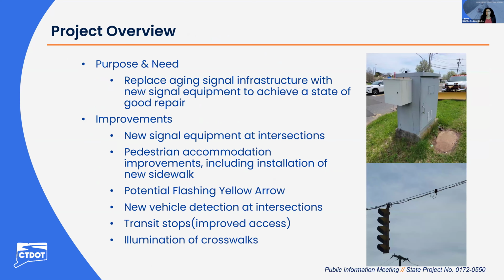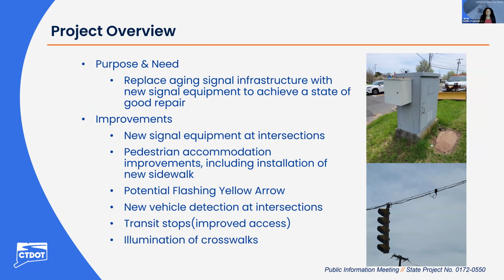So the purpose and need for these projects is to replace aging signal infrastructure with new signal equipment to achieve a state of good repair. We have lots of different types of projects that are initiated with the department. Sometimes they're operation projects, sometimes they're safety type projects, sometimes they're corridor projects or interchange projects. But this particular project and this particular work has been selected to replace aging traffic signal equipment.